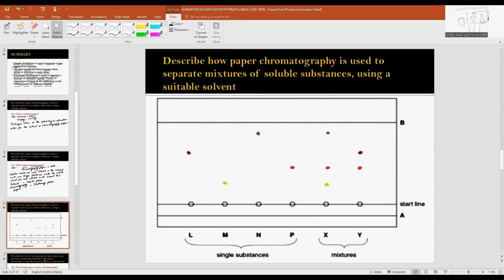This is a chromatogram obtained for two different mixtures of colors, X and Y. The start line, which is also known as the baseline, is drawn with a pencil. Remember, you can't use a pen because the dyes present in the pen get dissolved in the solvent and travel along the chromatogram, and this will ruin your chromatogram for the colors you are going to identify. Use pencil, not pen.